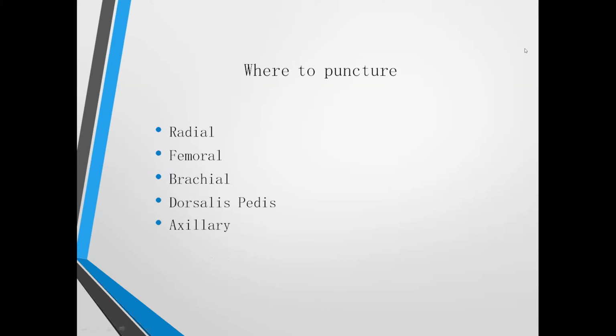Where to puncture? These are the common arteries from where you can take the sample: radial, femoral, brachial, dorsalis pedis, and axillary. But the easiest, or most comfortable, sites from where you can take the samples are, first of all, radial, second brachial, and third femoral.